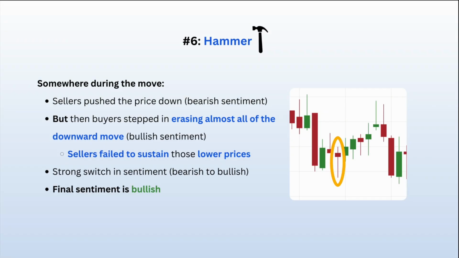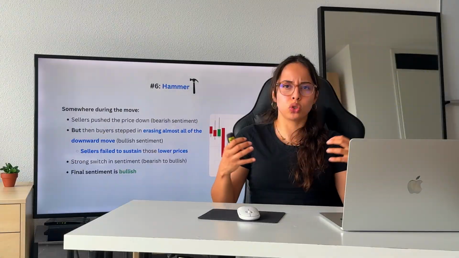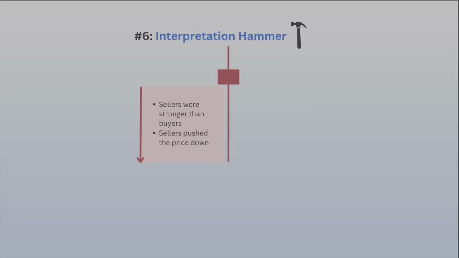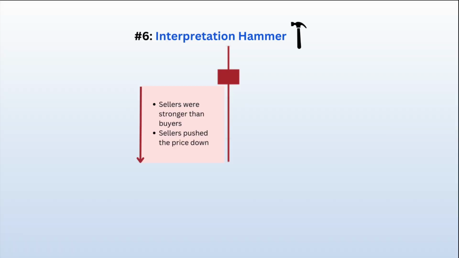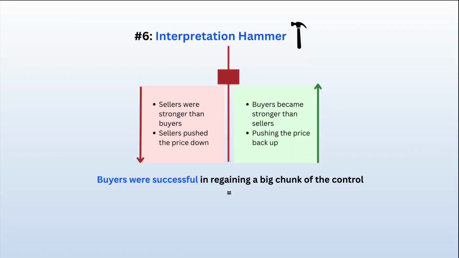And again, this is the key to the story. What is the final sentiment of the story? What was the second half of the match, so to speak? A good way to visualize this switch in sentiment is by taking the candlestick and looking at the lower wick. We know that for the creation of the lower wick, first the sellers had to step in because the sellers were stronger than the buyers. That's what caused the price to go down. Now, we know that the price did not hold at these lower levels. At some point, the buyers had to step in because that's what creates the lower wick. So at some point, the buyers became stronger than the sellers, pushing the price up. So in this instance, the buyers were successful in regaining a big chunk of the control.